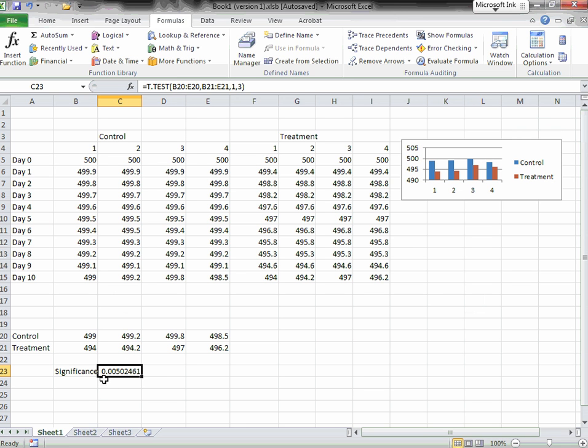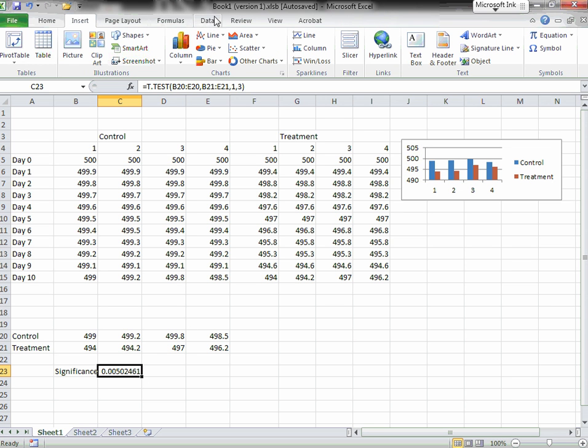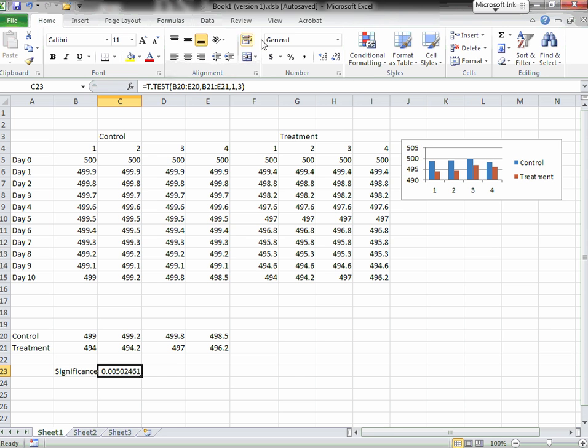It says 0.0050, whatever. This means, let's actually look at this as a percent. We tend to understand percents better than we understand normal numbers. It's 1%, but that's actually rounding off. Let's give it a few more decimal places. Okay. We have just a 0.5% chance that this data is due to chance.